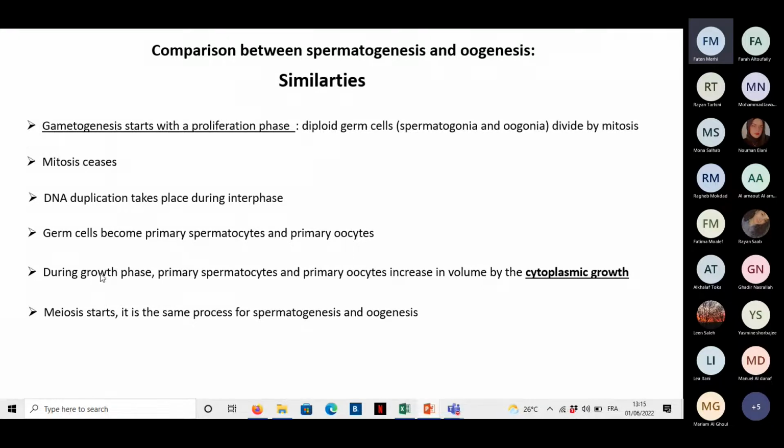So the growth phase means that we have an increase in volume in the cells, and this happens in both the primary spermatocytes and the primary oocytes. But the increase in the size of primary oocytes is much more important than the increase in the size of the primary spermatocytes. So the cytoplasmic growth in the oocytes is more important. And in both of them, we have the meiosis process. Okay, so the meiosis starts. It is the same process for spermatogenesis and oogenesis. Those are the similarities.